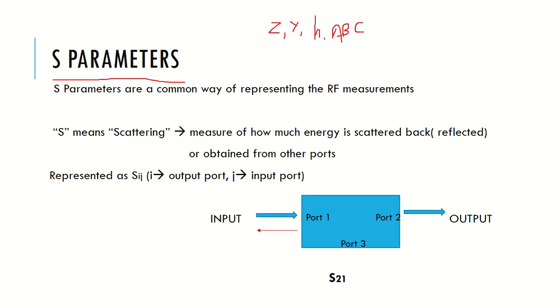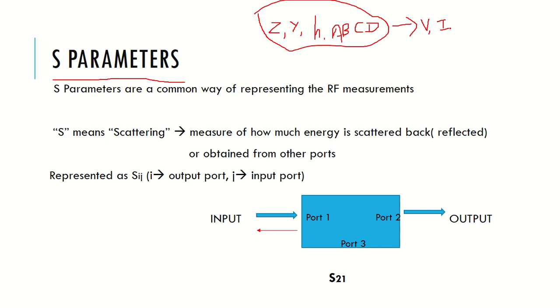Yes. We have studied about the ABCD parameters. But all these Z, Y, H, ABCD, they measure voltage and current as only one single term. We either measure the voltage and current at the input side as one quantity, or we measure them as a single quantity at the output side.